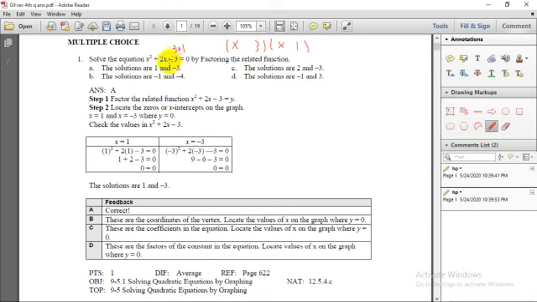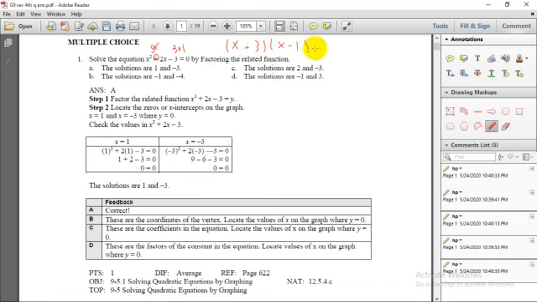Here, if I have the last term negative and the middle term positive, that means the two numbers have different signs, and the greater number is the one like the middle. So which is the greater, 3 or 1? 3 is the greater, so 3 will take the positive sign and 1 will take the negative sign. So I have these two brackets equal 0.